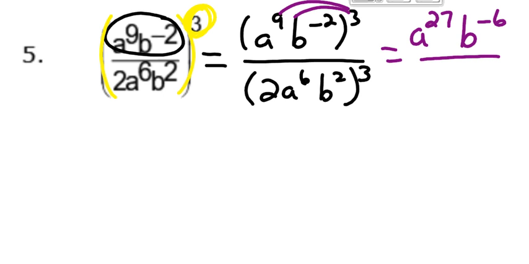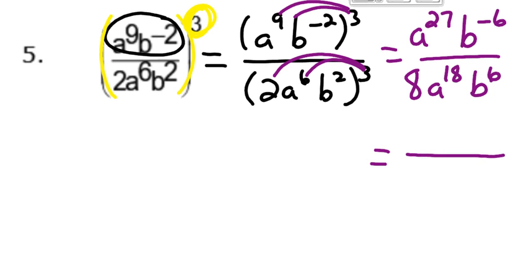And then finally on the bottom, don't forget to distribute it to your constants. 2 cubed, 2 times 2 times 2, is 8. 6 to the third power is 6 times 3, which is 18. And then b squared is 2 times 3, which is 6. All right, so now I have to simplify.